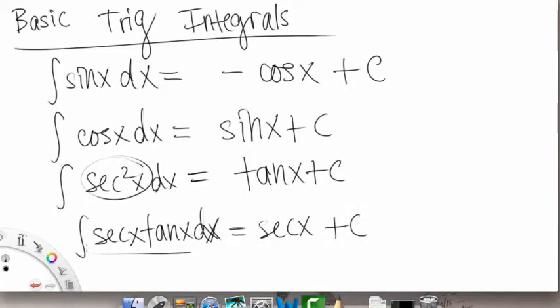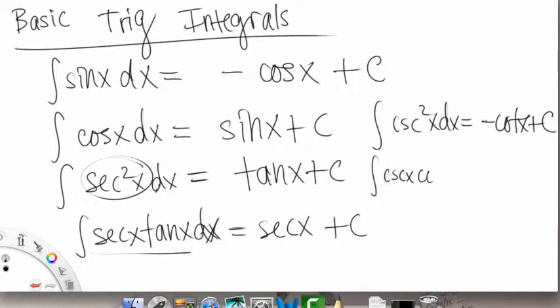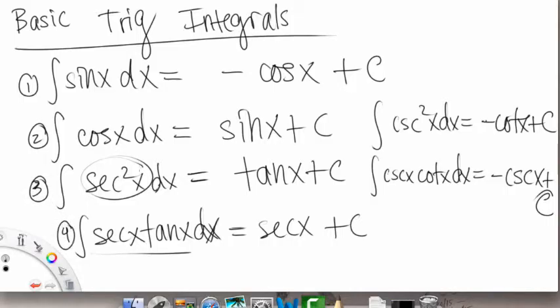And then I have a couple more, so I'll write them on the side over here. So the integral of cosecant squared x dx is equal to negative cotangent x plus c. And the last one is going to be the integral of cosecant x cotangent x dx. And that one is equal to negative cosecant x plus c. Okay, so we have a total of 6 here. Here's 1, 2, 3, 4, 5, and there's 6.